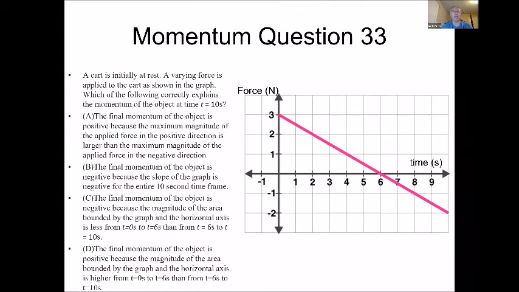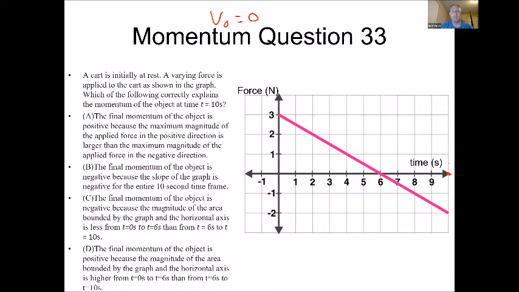So 33, we're back to another force versus time curve. We're starting with a cart that's at rest, so V0 is 0. We're applying a force to the cart. Which of the following correctly explains the momentum of the object at t equals 10 seconds, which would be right here?